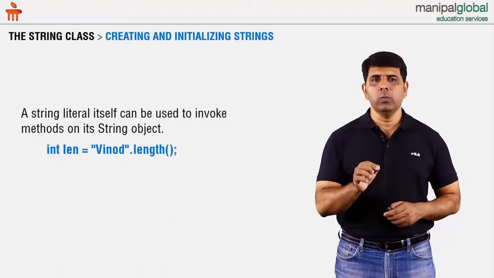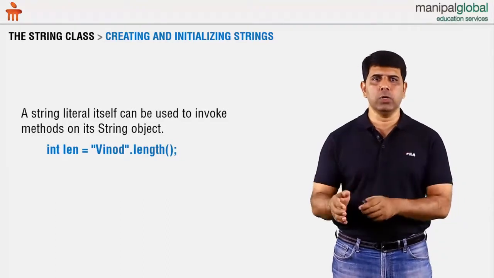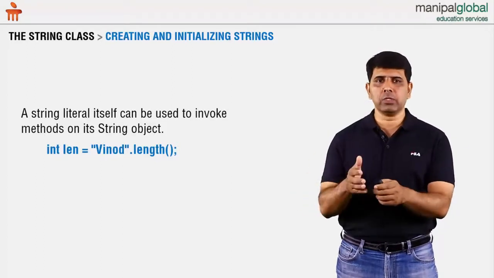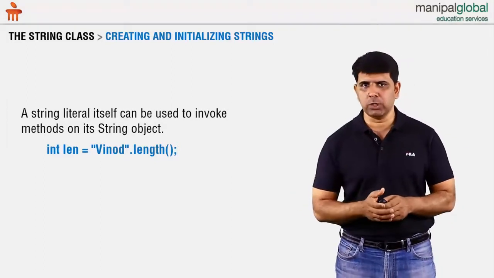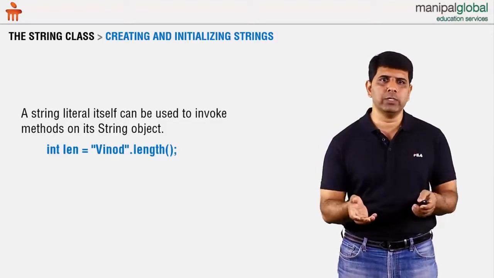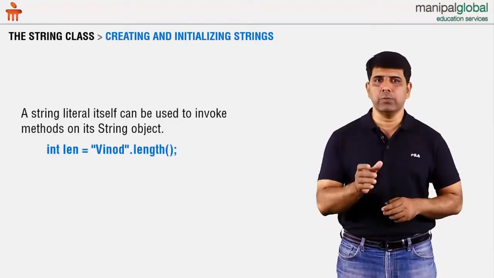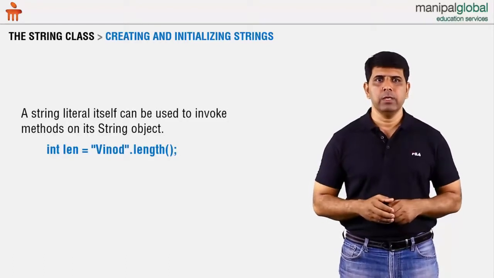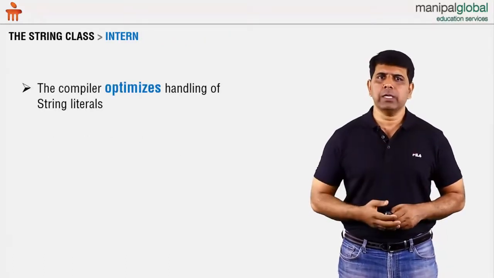For example, we can say int len equals to, we are using double quoted text "Vinod".length. Now this could have been like name.length as well. Like name is a reference, "Vinod" in the double quotes is also a reference. So we are using a reference of a string and calling a function, and they are same. So there is something called intern.